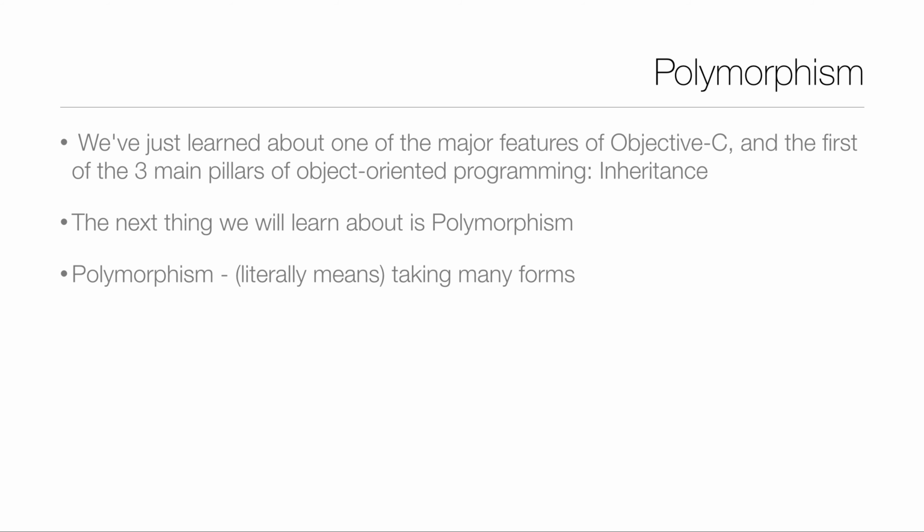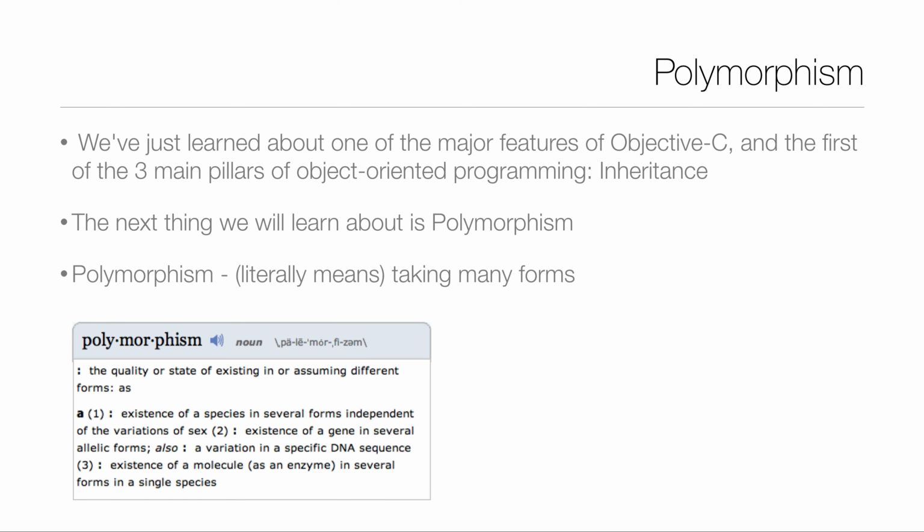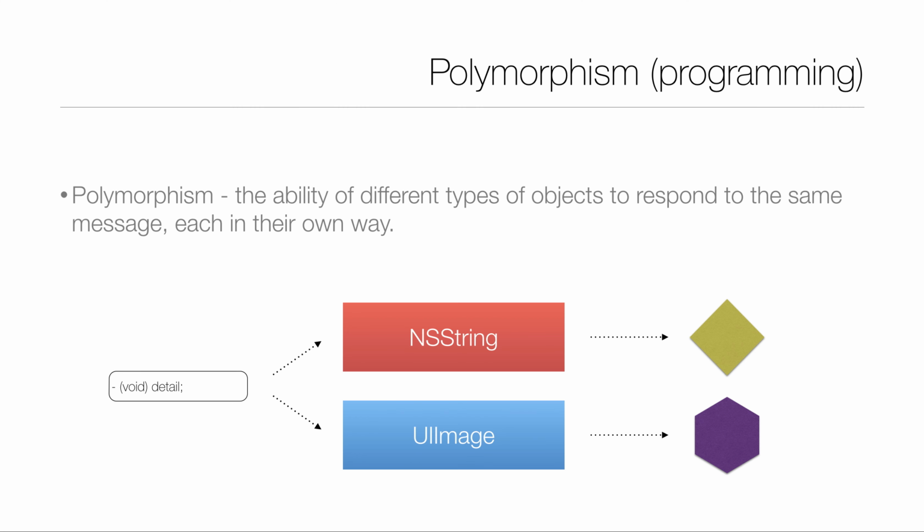So what is it? Well, it literally means taking many forms. There is the actual dictionary definition from the Merriam-Webster Dictionary: the quality or state of existing in or assuming different forms. So it's a very biological science term, and that's basically what it means in programming as well. It means the ability of different types of objects to respond to the same message, each in their own way.